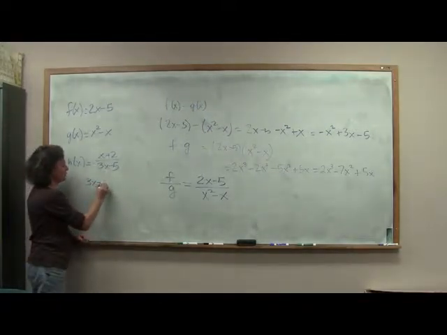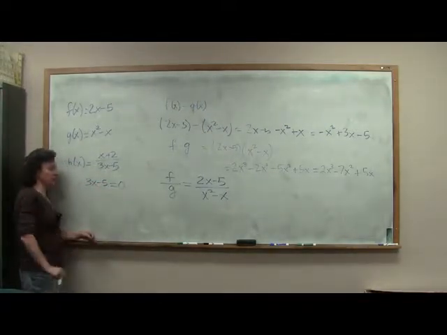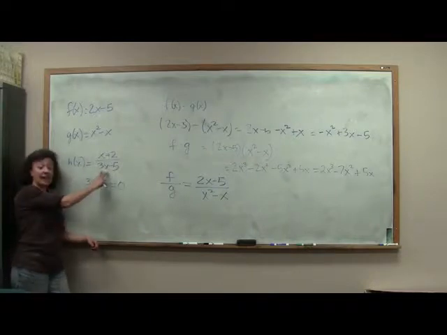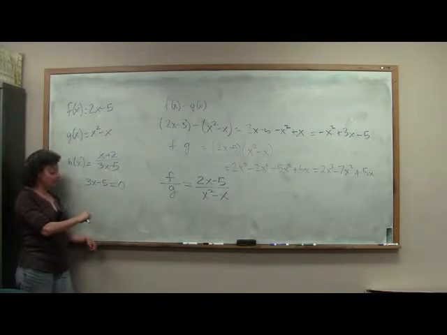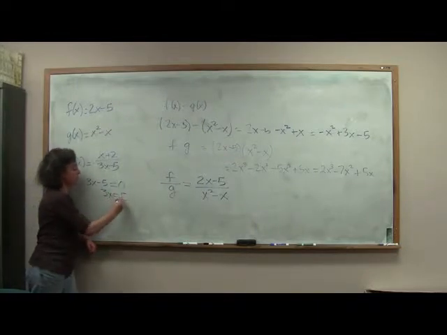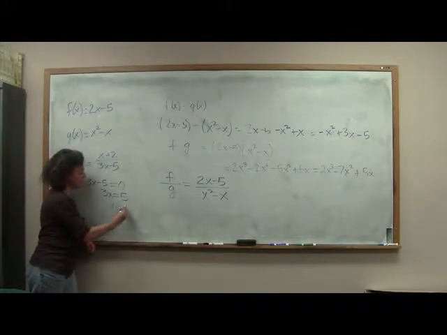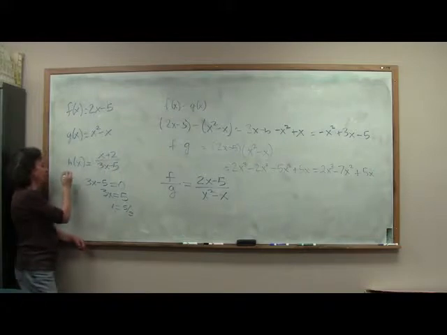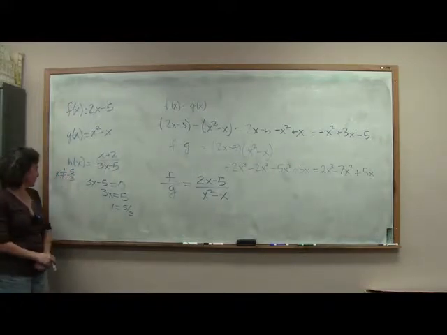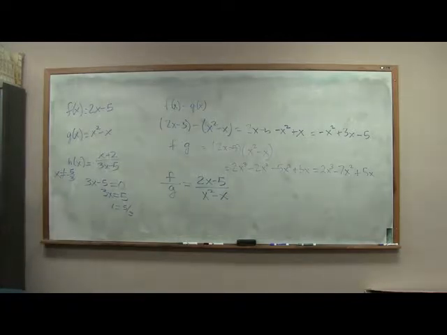Do you agree 3x minus 5 equals 0 is a big no-no? Can't have a 0 down in your denominator. So let's see what value of x gives us this. First thing you do is move your 5 over, then divide by 3. So the way I would write my domain for h of x is x cannot be equal to 5/3. Implicit in that statement is all reals except 5/3.